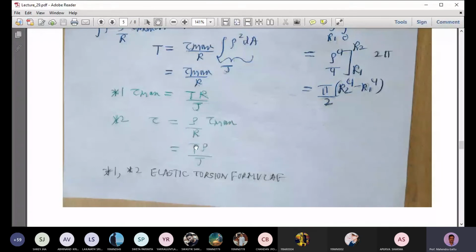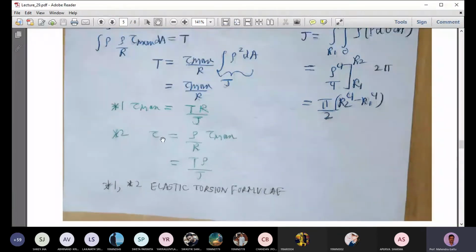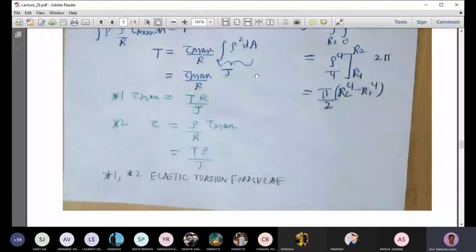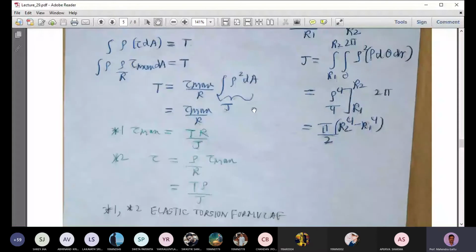If you look at the units, T torque is Newton meter, rho is meter, and J is rho square dA. That means meter square into meter square, that is meter power 4. So we have meter power 4 in the denominator and meter in the numerator, giving meter cube. So Newton meter by meter cube is Newton per meter square. So we will get the expression for stress, since Newton per meter square has the same dimensions as stress. So this is regarding the elastic torsion formula.